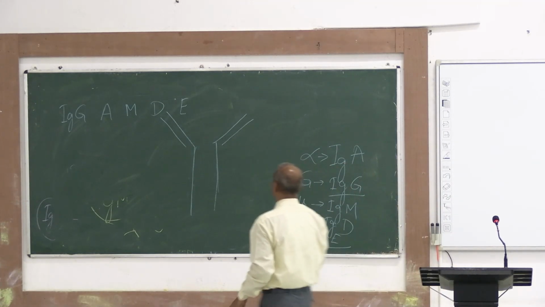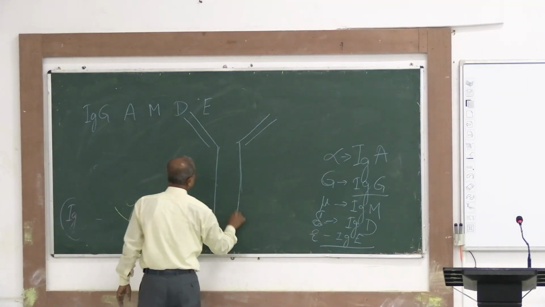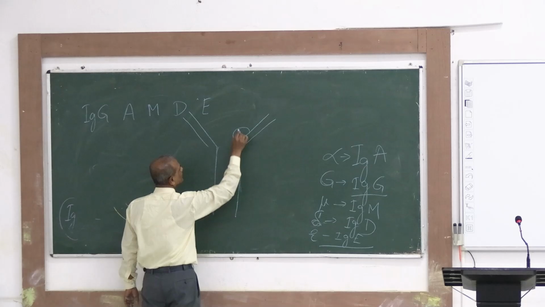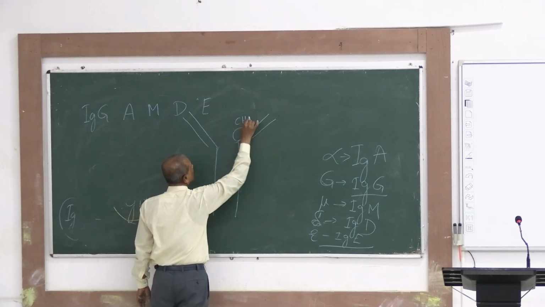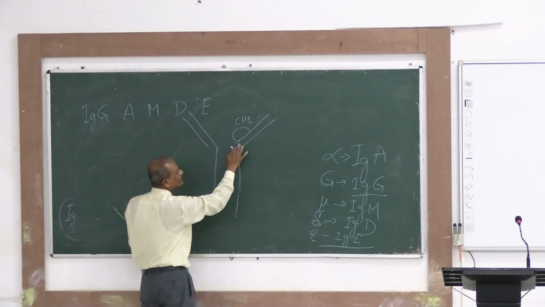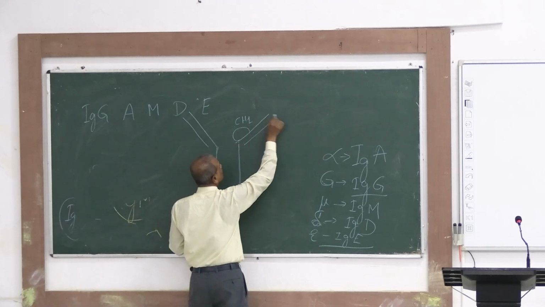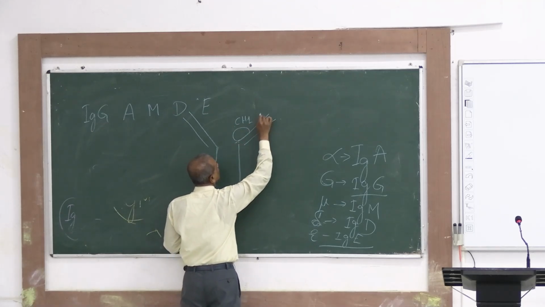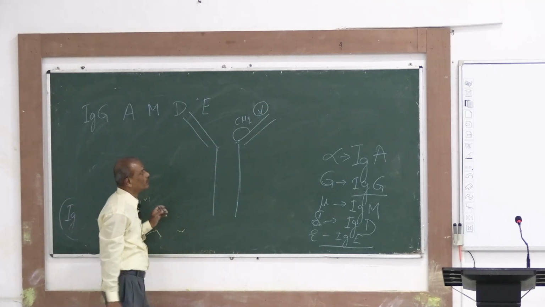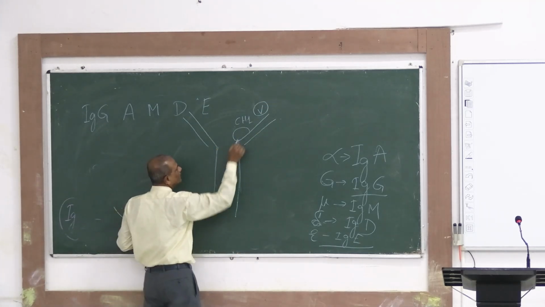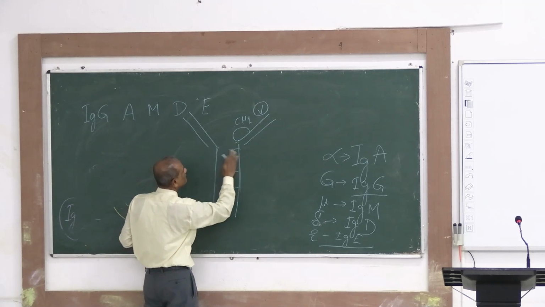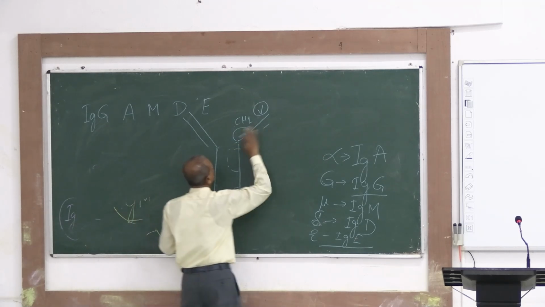So this part is divided into 3 domains. One is here, that is called CH1, where C means constant region. This is the constant region, and this is called the variable region. So this is constant region 1, this is constant region 2, or you can write it in this fashion.